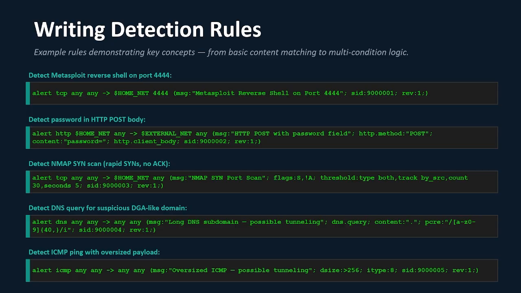Detecting ICMP ping with oversized payload. Again, alert ICMP any to any, oversized ICMP. If the dsize, or the data size of the packet, is greater than 256 bytes, and the itype is 8, which is the echo request, then it will flag that. So that means that somebody is sending a larger packet and something is not quite right.